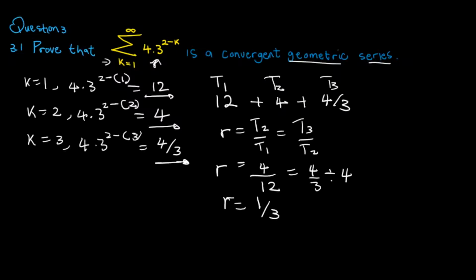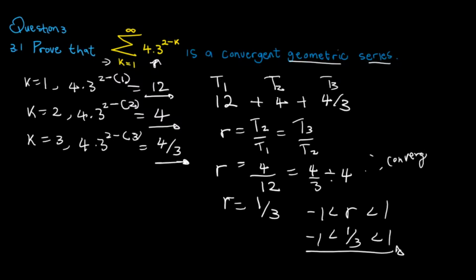Then if you punch your calculator, you're going to get r, which is equal to 1 over 3. So 1 over 3 lies between minus 1 and 1. So if it lies between minus 1 and 1, therefore it confirms that this series here is convergent. So therefore the series is convergent.